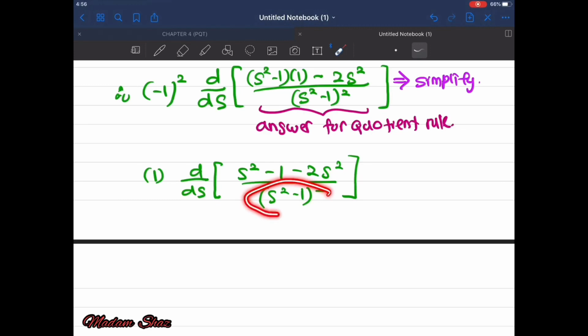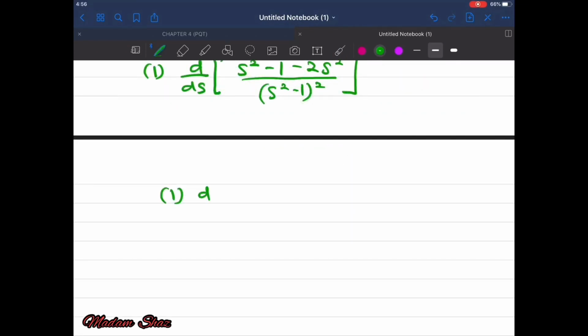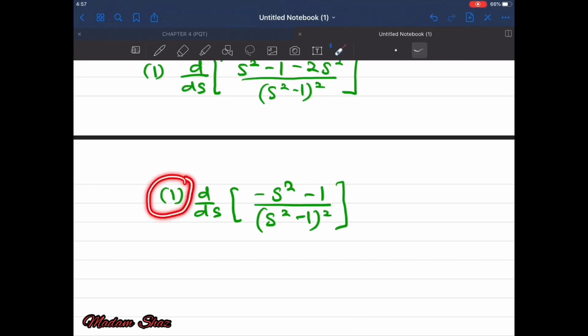Okay, so usually we don't expand the denominator here. You just have to simplify the upper side. So you have s squared minus 2s squared, so 1 minus 2 will become negative 1. d over ds, negative s squared minus 1 over s squared minus 1 to the power of 2. The 1 at the front depends on whether you want to write it or not. Okay, so now you have to differentiate one more time.